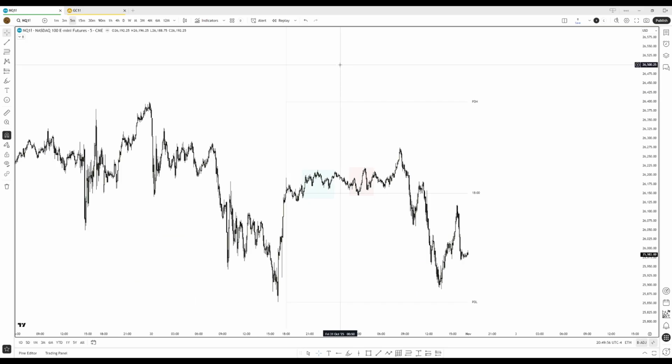So now we just went over open, high, low, close. We went over sessions of the day, x-axis, y-axis, time, price, accumulation, manipulation, distribution, power of three. Okay.